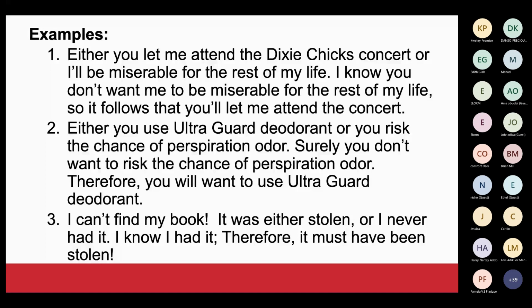And we say that it's a fallacy. You can't bring false dichotomy into trying to coerce people to make a choice so that you can beat them down. It is relevant in almost every area of life. So let's look at a third example. I can't find my book. It was either stolen or I never had it. I know I had it. Therefore, it must have been stolen.